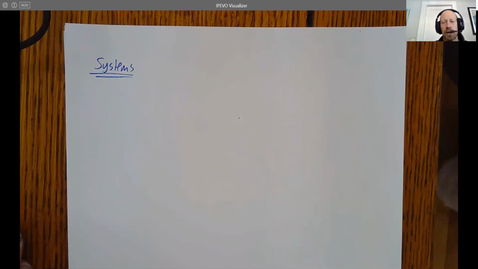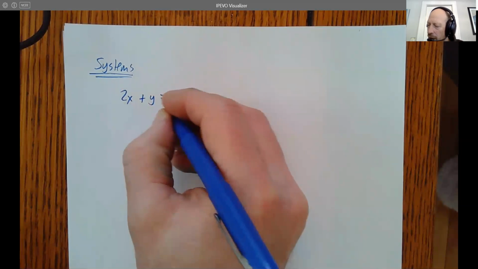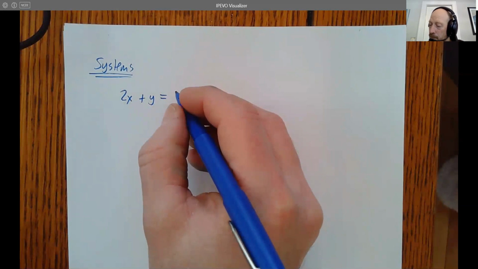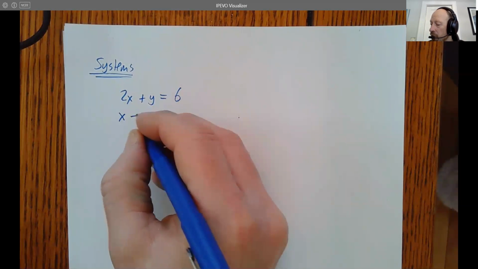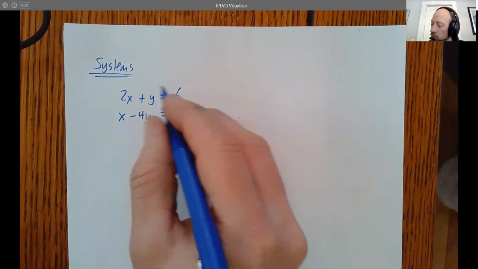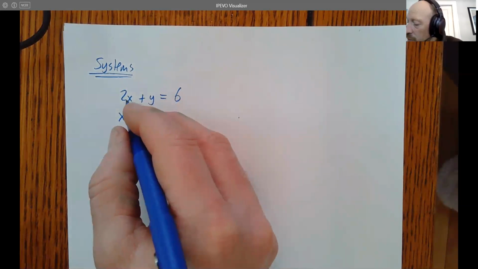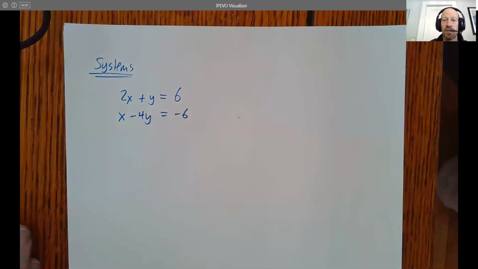So you just want to go through the parts you know and feel comfortable with, but always be on the lookout for any errors in thinking that you might have. So a system looks something like this: 2x plus y equals 6 and x minus 4y equals minus 6.